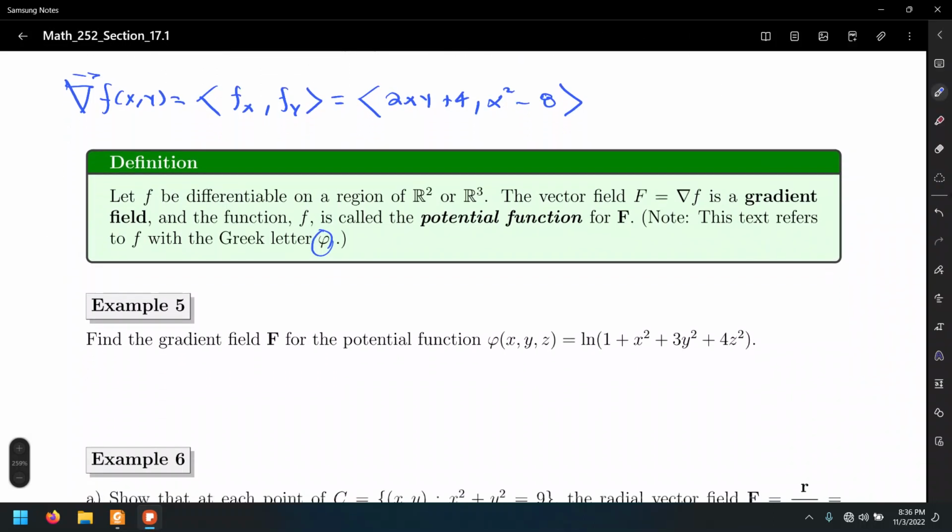So let's find the gradient field for the potential function phi of x. It's the same thing, finding three partial derivatives, but instead of taking the partial derivative of f, you're taking the partial derivative of phi. That's all it is. So F with an arrow means the gradient field, which is nabla of phi: the partial derivative of phi with respect to x, comma, the partial derivative of phi with respect to y, and the partial derivative of phi with respect to z.